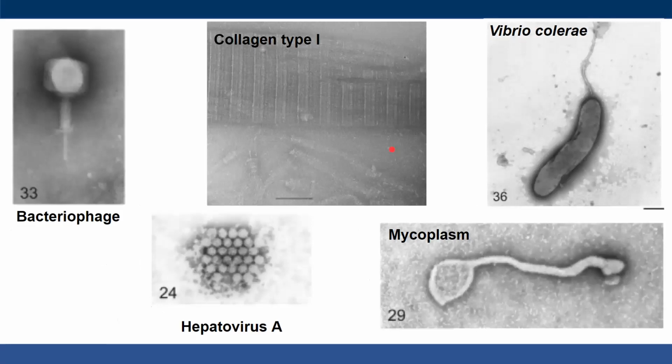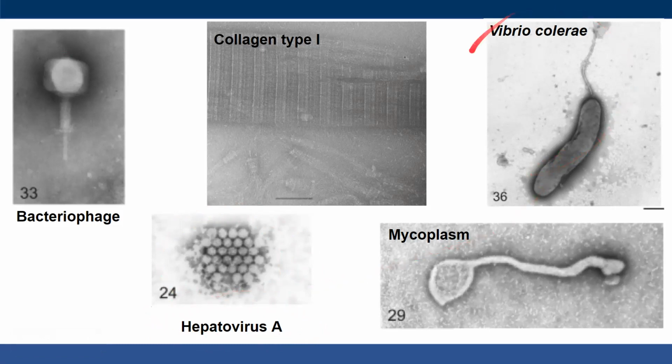I brought here some examples of things we can look at in transmission electron microscopy with a negative stain protocol. Here we can see the bacteriophage, which is a virus that parasitizes bacteria. We can see the virus more white and clear, with shady edges and the background stained. We can see the hepatovirus, the one that causes hepatitis type A.